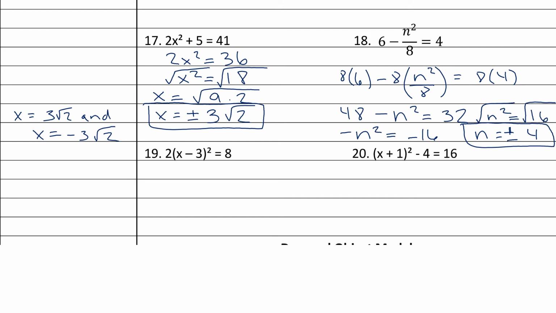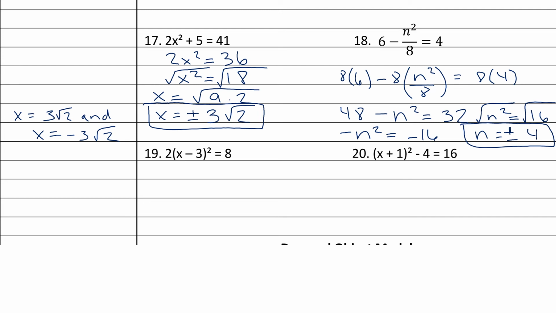Number 19, if this was on the other side, so this is like 2x minus 3 squared minus 8, that would be vertex form. So if something's in vertex form, this is a great way of solving because you don't have to graph. You don't have to do anything. There's just a solve, okay?